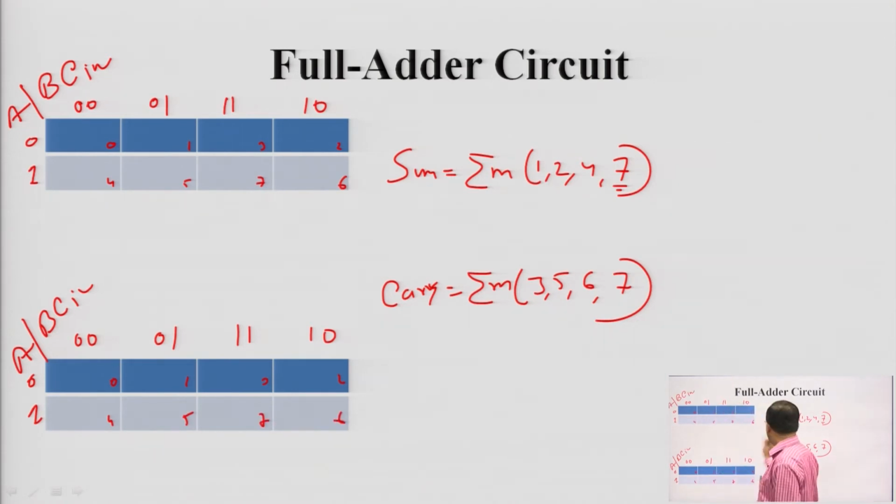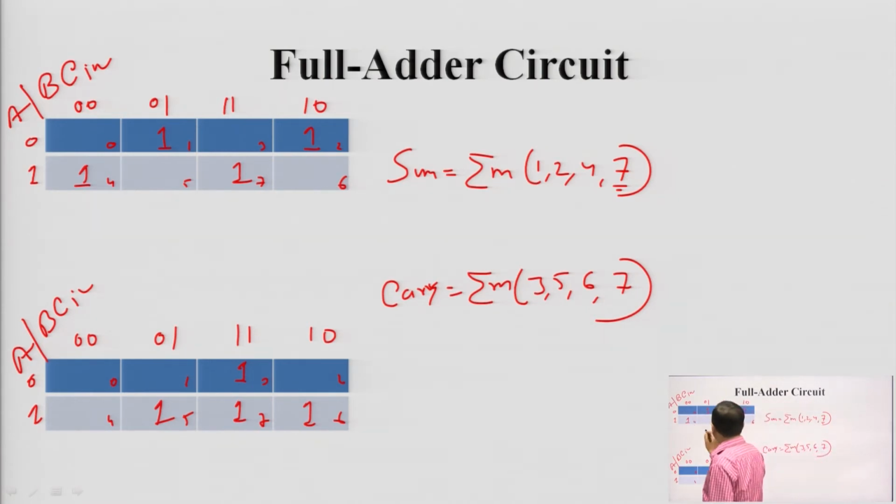Now, we will put the values of 1. So, for here 1 2 4 and 7, and for 3 5 7 and 6. So, now we have put all the ones in the K map. Now, we will do the minimization part. From this we cannot group any ones, because no adjacent ones are there.